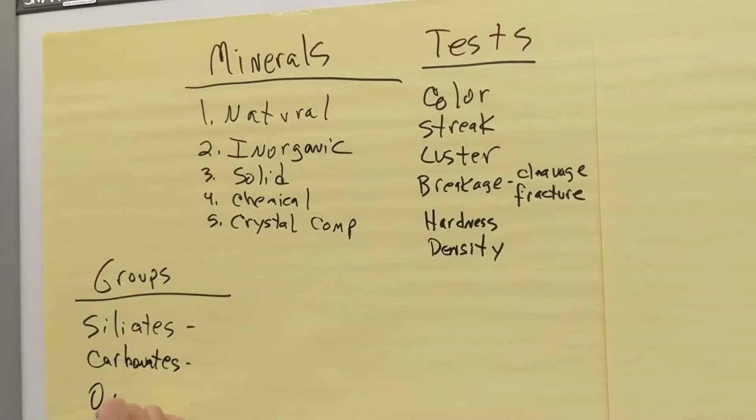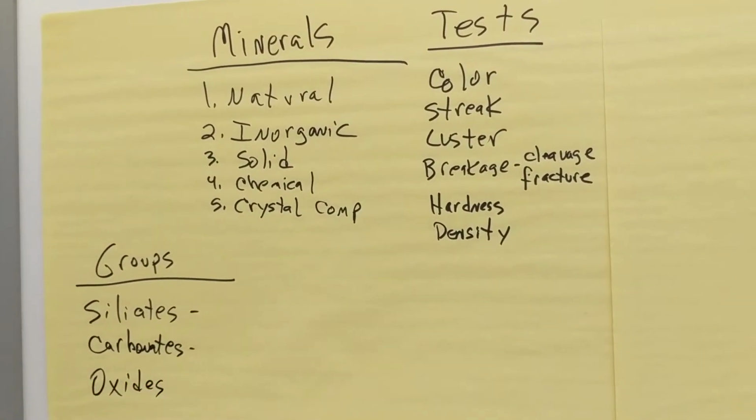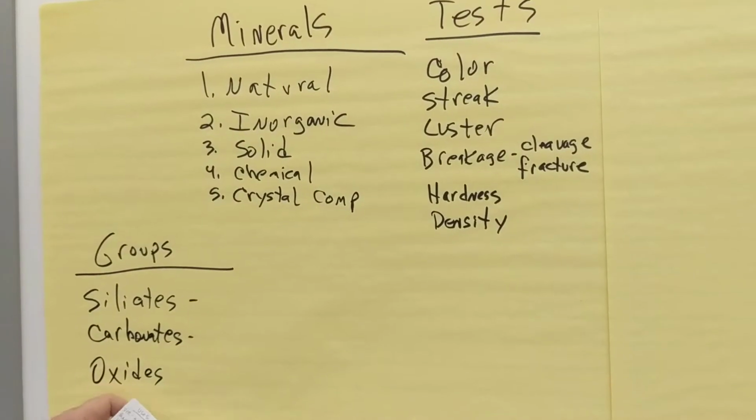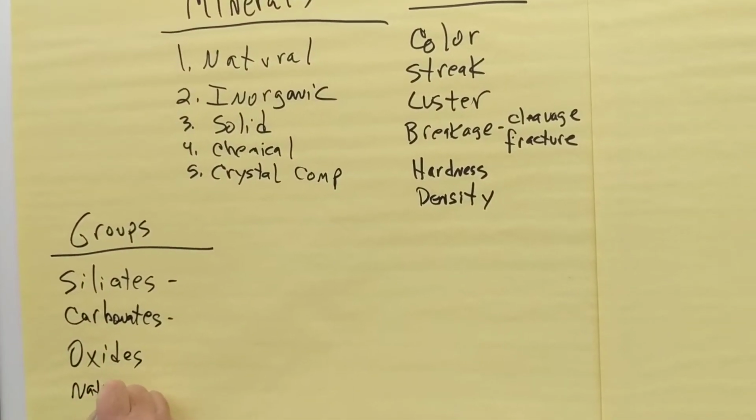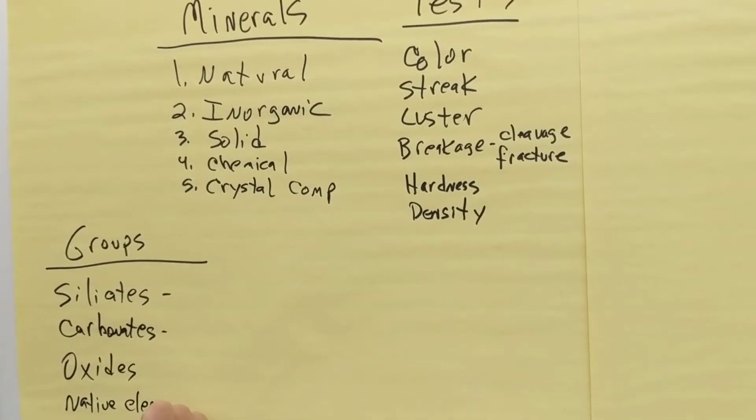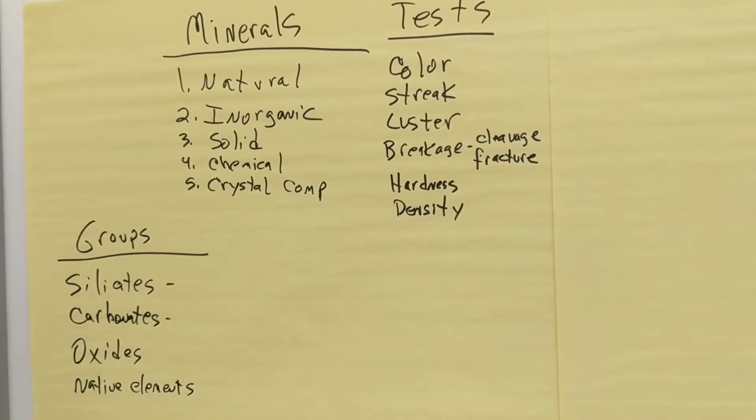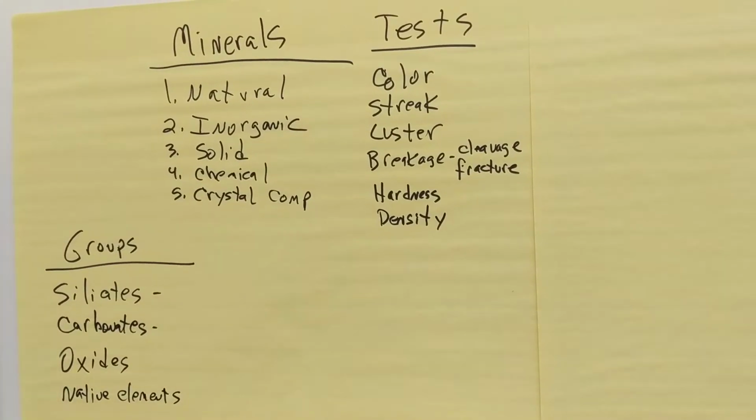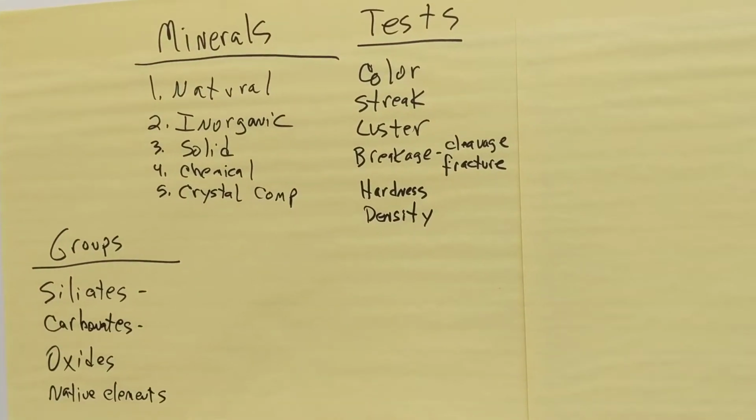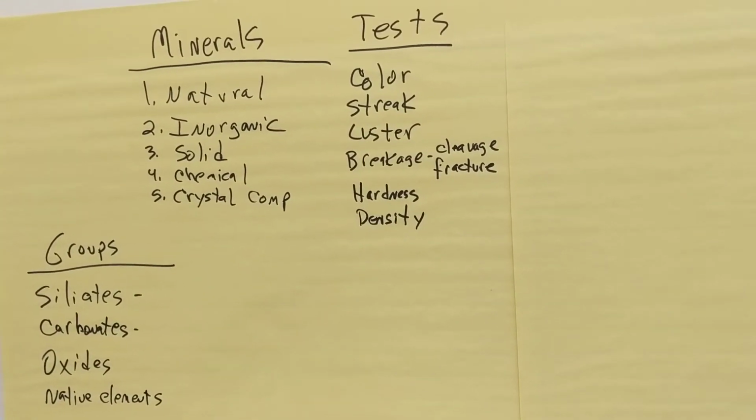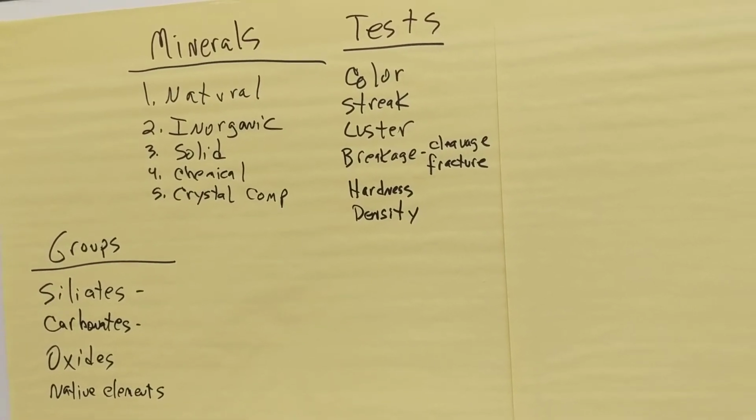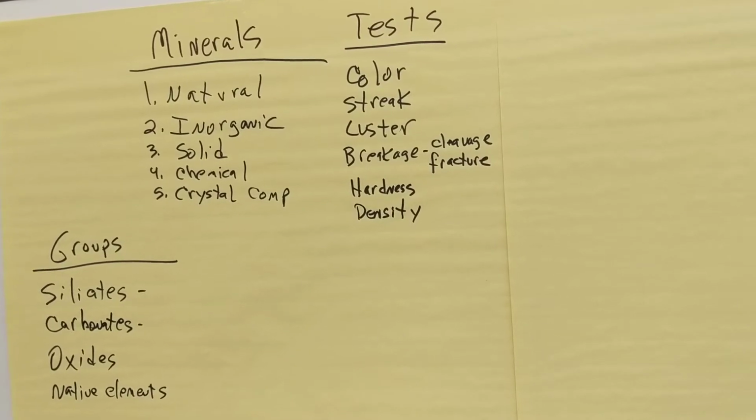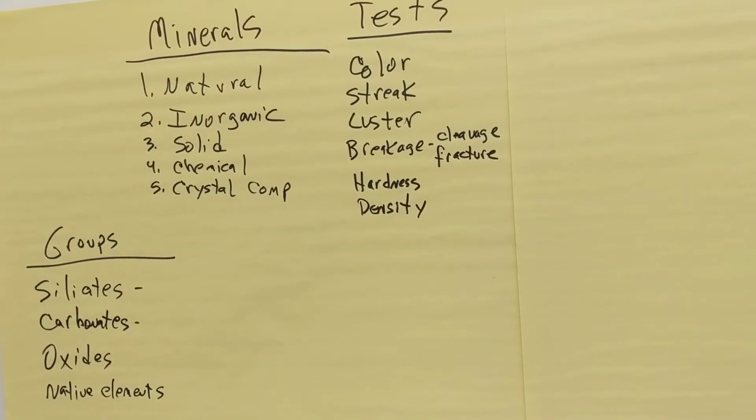We have oxides. Oxides, which is oxygen and a metal. And then we have native elements, which is just one basically element, like gold, silver, even salt is just one. It's a native element. Those are your main mineral groups. So now we got to know the uses for minerals, and we're going to talk about that in a second.